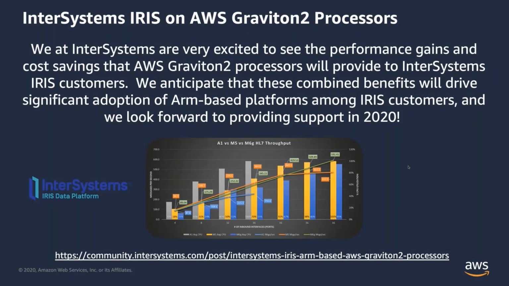InterSystems Iris has also ported its software on our Graviton2 based instances. And when doing so, they have observed better throughput on M6G compared to M5.